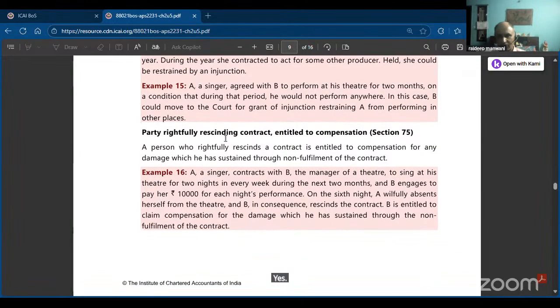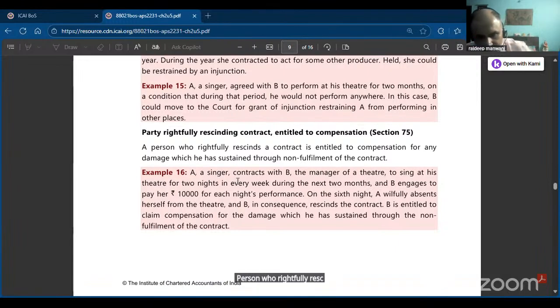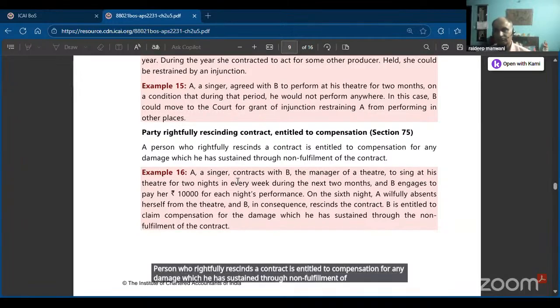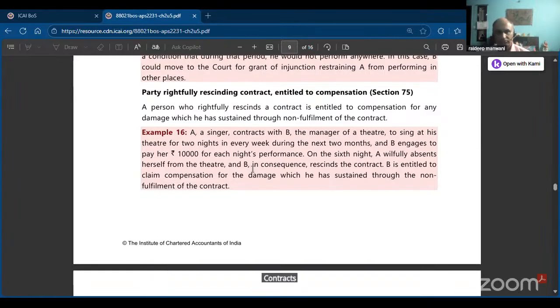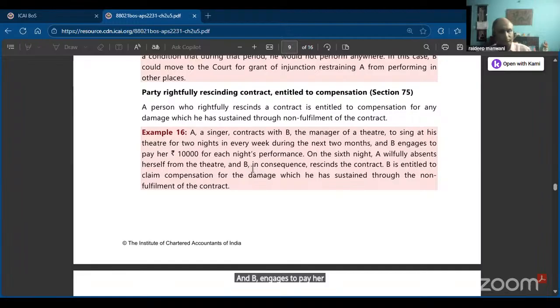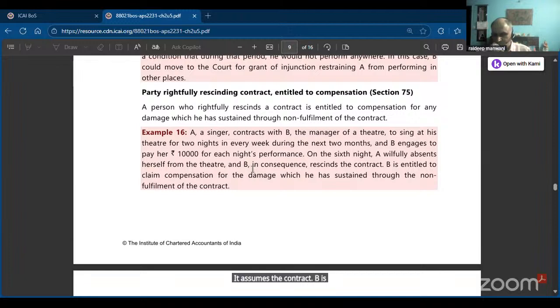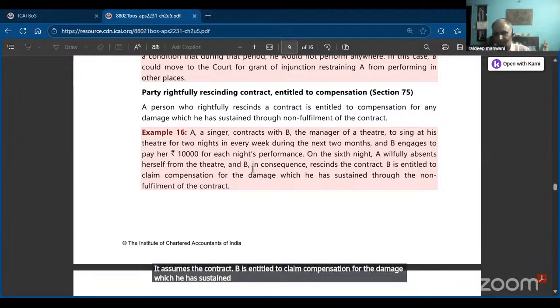Party rightfully rescinding contract entitled to compensation, Section 75. A person who rightfully rescinds a contract is entitled to compensation for any damage which he has sustained through non-fulfillment of the contract. A singer contracts with B, the manager of a theater, to sing at his theater for 2 nights in every week during the next 2 months, and B engages to pay her 10,000 for each night's performance. On the 6th night, A willfully absents herself from the theater, and B, in consequence, rescinds the contract. B is entitled to claim compensation for the damage which he has sustained through the non-fulfillment of the contract.